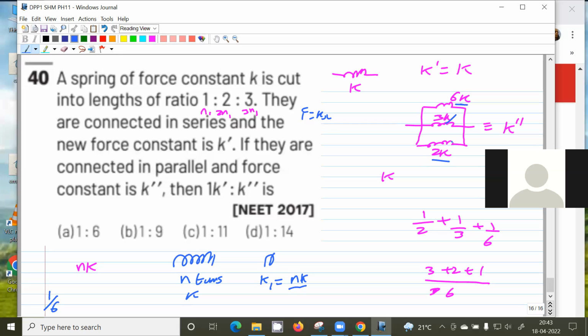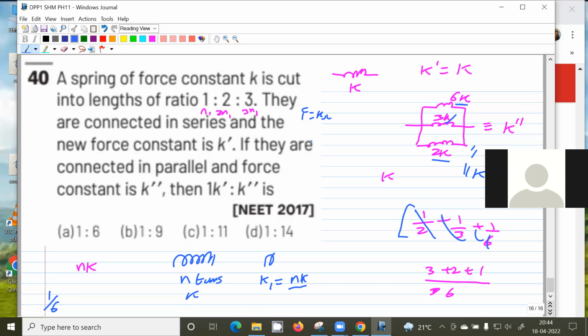When connected in parallel, it's easier to compress the spring, so k will go down, so the reciprocals will add, right, in parallel? Or is it the opposite? In parallel connection they will get added, no, sir. It's like resistance and series. K prime is then equal to 6 plus 3, 9, 9 plus 2, 11. 11k. K double dash is 11k.